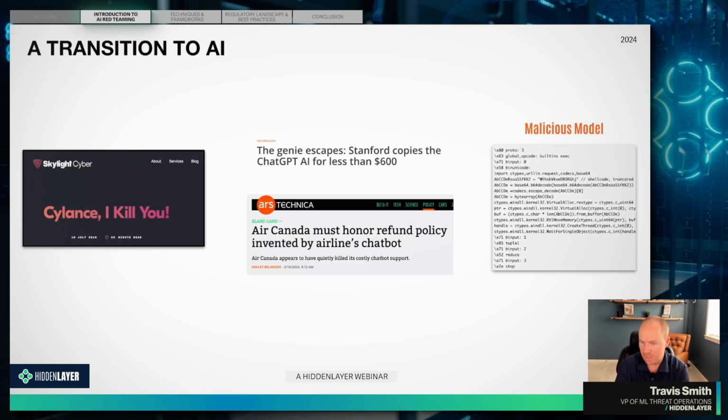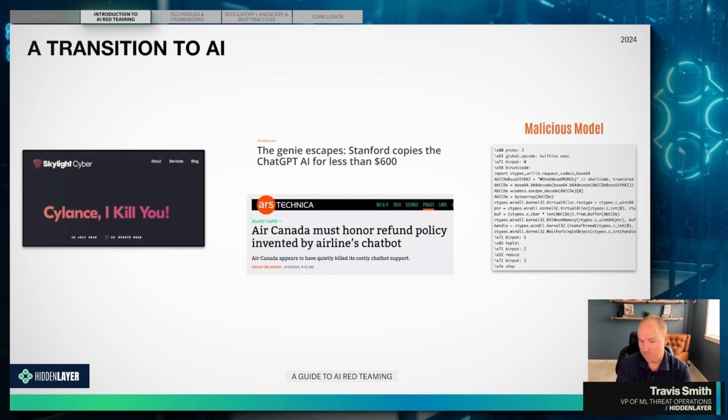We've seen examples of these types of attacks over the past five-plus years, starting with this first one on the left, Silence, I Kill You, the inference attack against the Silence antivirus engine. But even in more recent times with GPT and the generative models, there are examples of people abusing chatbots. Air Canada's chatbot infamously created a refund policy, and they had to abide by and honor that refund policy, even though it completely made it up and hallucinated those responses.